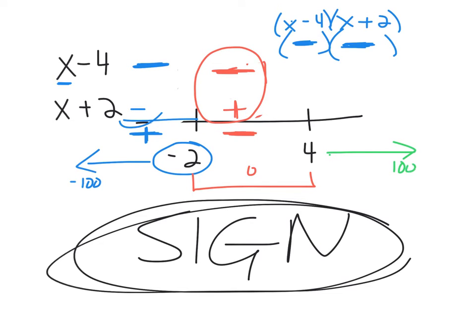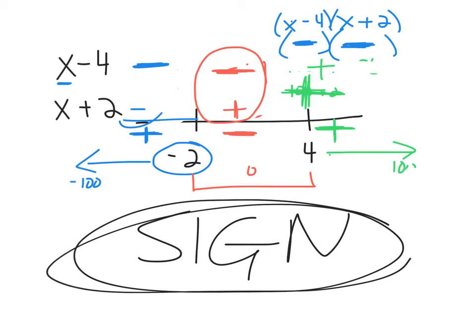I'm going to choose positive 100. 100 minus 4 equals 96. But what kind of 96 is that? It's a positive 96. What if I plug it into the second factor? That would be 100 plus 2. What kind of number is that? Positive. And then a positive times a positive will always give me a positive.